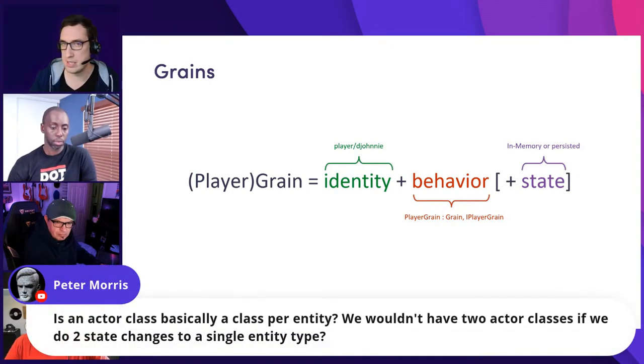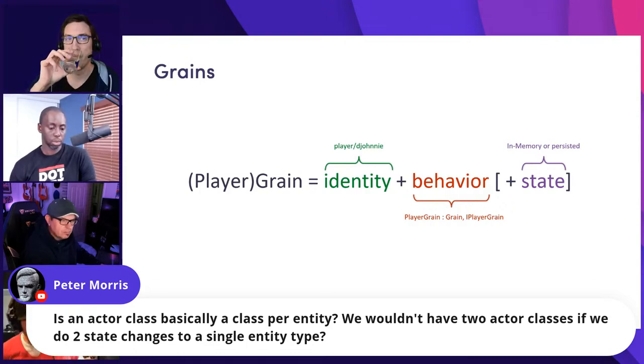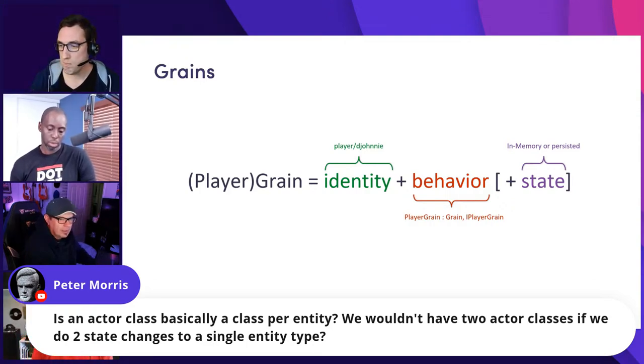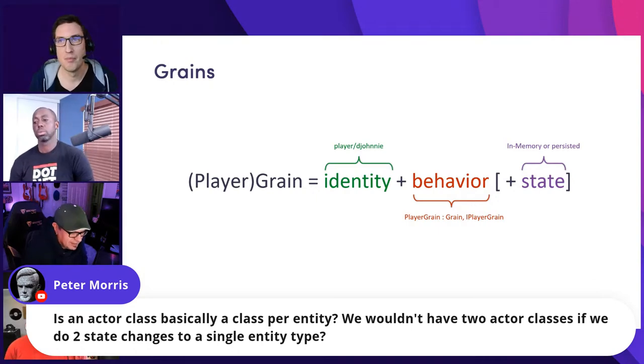This is good. Yes. Keep the questions coming. So Peter Morris is asking, is an actor class basically a class per entity? And we wouldn't have two actor classes if we do two state changes to a single entity type.